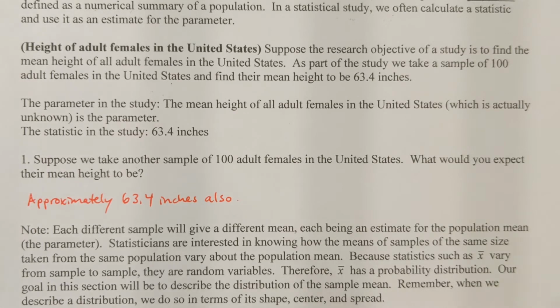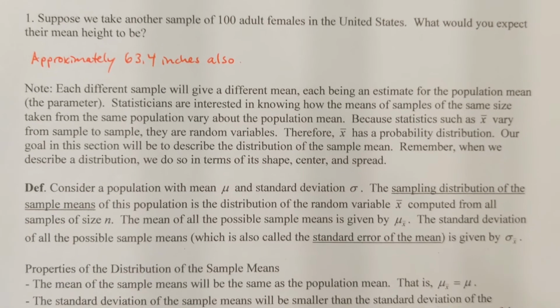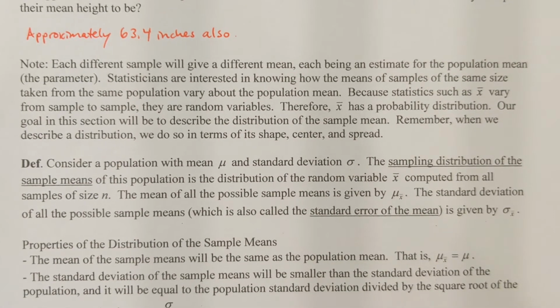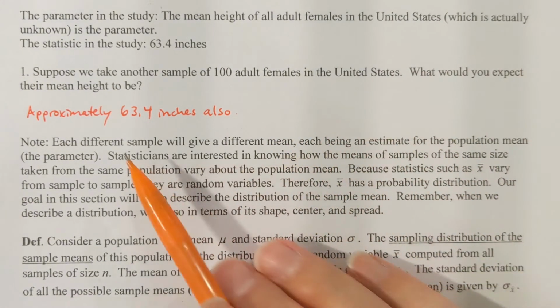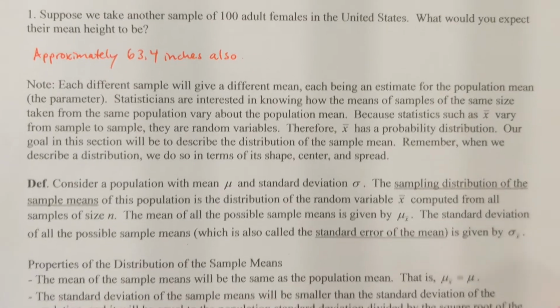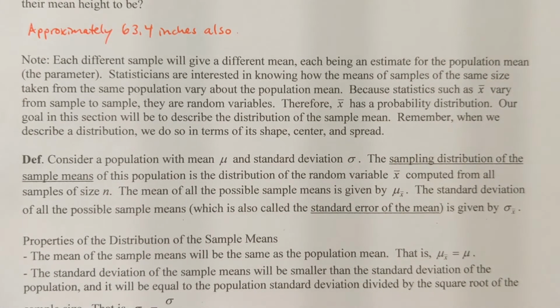Now, the idea in this section is to select several different samples of a certain size and observe the means of those samples. And we'd like to know how the means compare to the actual mean and how the means vary about the actual mean. There's a note there. Each different sample will have a different mean, right? Like if I find another sample of 100 adult females in the United States and calculate their mean, it's probably going to be a different number than what I see here. If I do that again, I'll get a different number, likely.